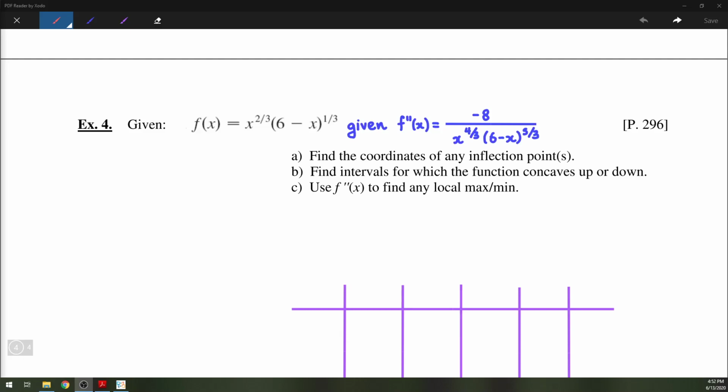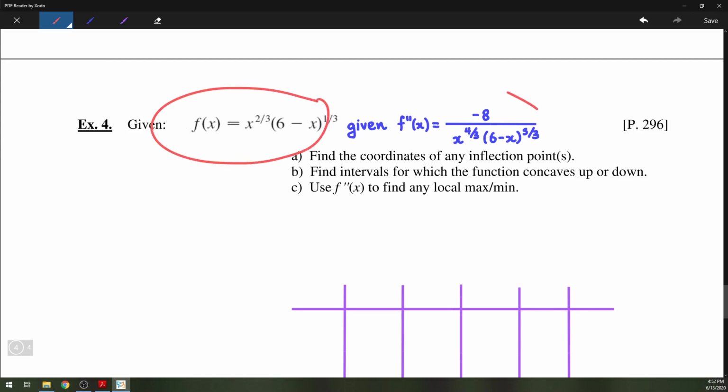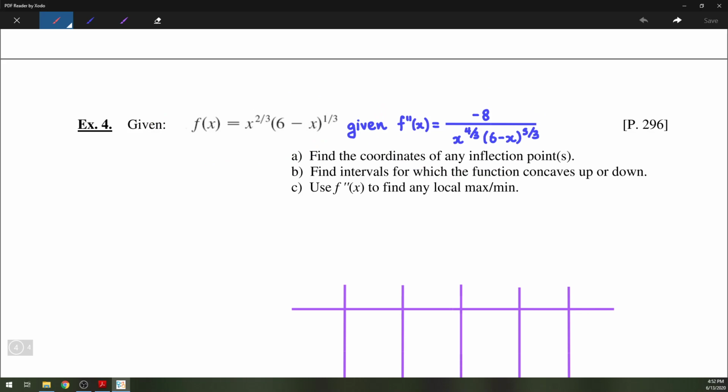Hello everyone. So today we're going to go over the second part of section 4.2, the second derivative test. We are given a function f of x here, and also its second derivative. Now we can find the second derivative by differentiating f of x twice, but it does get rather complicated. So in this case, we are just going to be given the second derivative, and that is also true for most of the questions of this type.